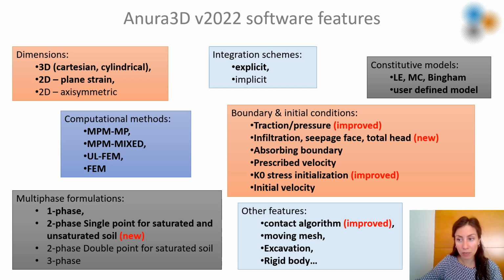currently implemented in Anura3D. The ones indicated in bold have been validated and tested with a limited number of problems, while the others are under development. For example, 2D and 3D models can be created, and different integration schemes and computational methods in addition to the standard MPM are implemented. The software allows to model multi-phase materials. One or two-phase materials can be used to simulate dry, saturated or partially saturated soil. Some material models for solids and fluids are available, together with the option to include a user-defined model. And also, other features and different boundary and initial conditions are available.